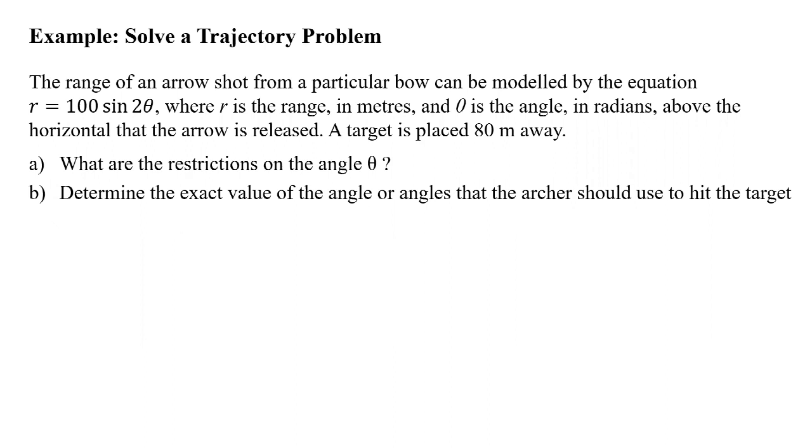the equation r equals 100 times sine 2 theta, where r is a range in meters and theta is angle in radians above the horizontal that the arrow is released. A target is placed 80 meters away. A. What are the restrictions on the angle theta? B. Determine the exact value of the angle or angles that the archer should use to hit the target. Okay, so first of all, I'll give you 10 minutes to think about this example by yourself. And after that, we'll have a look at the solutions together, okay?